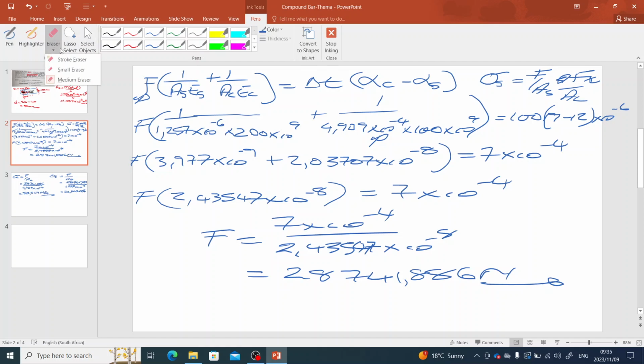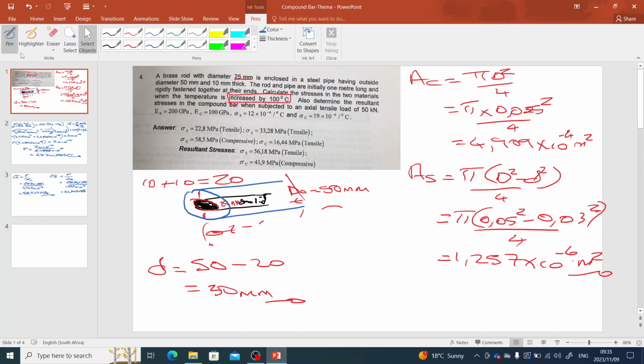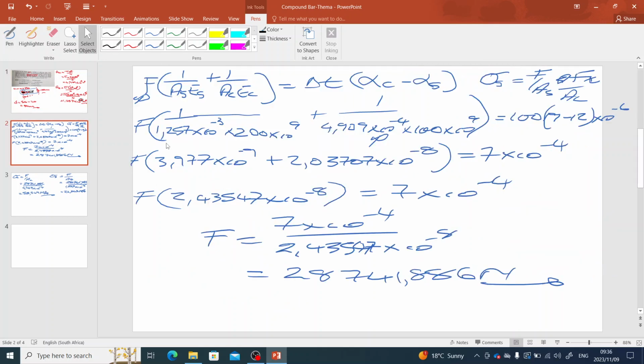Maybe some of you are wondering, we are using 6, but we are not getting that. It's an error from my side. The area here is negative 3, not negative 6. Please rectify that as well.